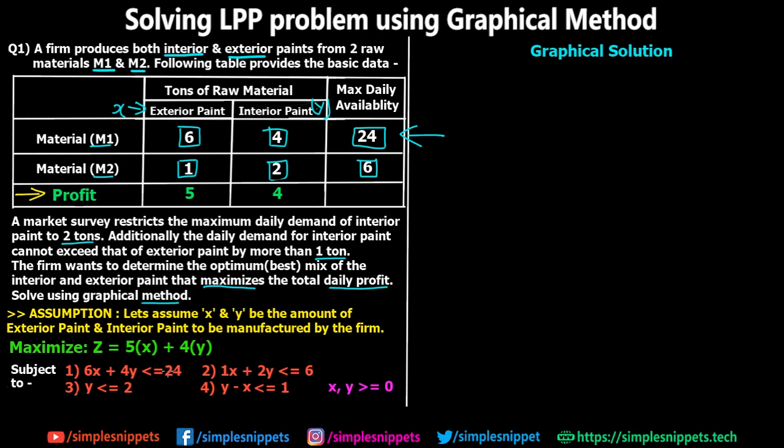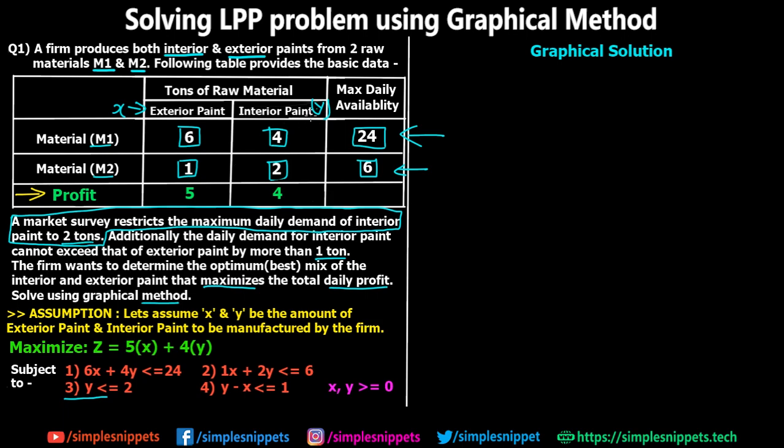It makes sense, right? I hope you're understanding this. Similarly, the second constraint is for material M2, which is 1x plus 2y should be less than equal to 6. So in the same way, we have constraint on material M2. Now the third and fourth constraint are given in the word problem. So for third constraint, you can see this statement over here. So according to the statement, a market survey restricts the maximum daily demand of interior paint to 2 tons.